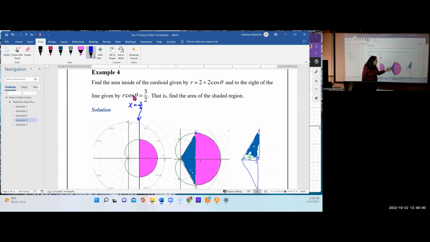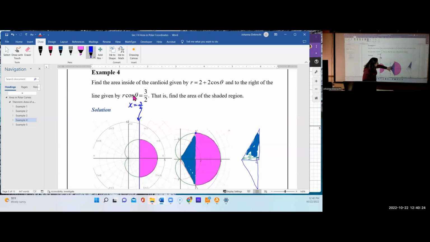And so it's coming back to the pole, but we don't want that area. We want the area on the right side of the vertical line. So we just want the pink shaded area. So what we're going to have to do is compute the combined area of the pink and the blue, and then subtract off the area of the blue. Now, how can we subtract off the area of the blue?